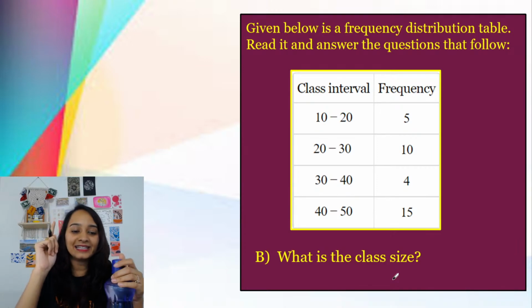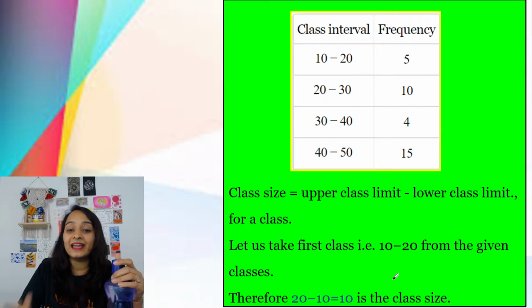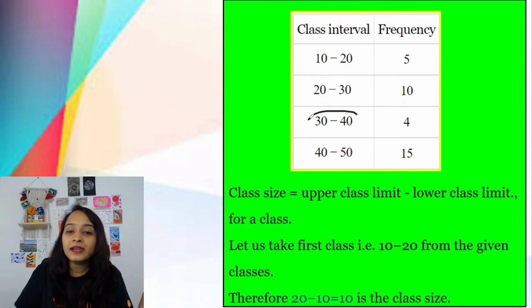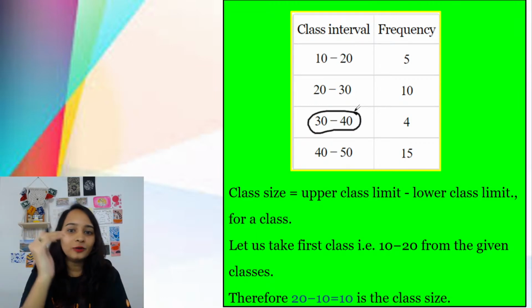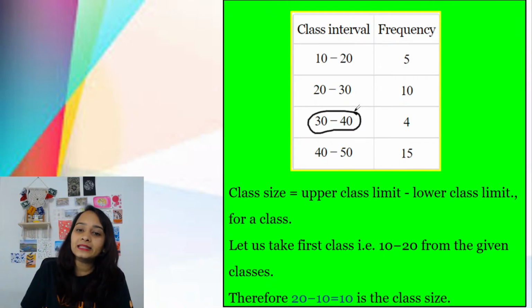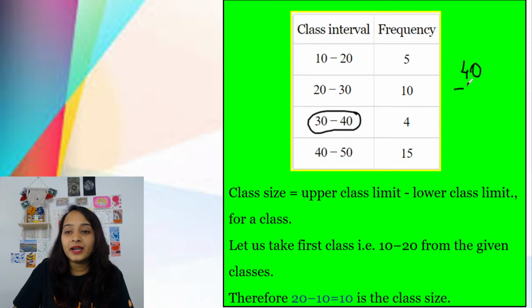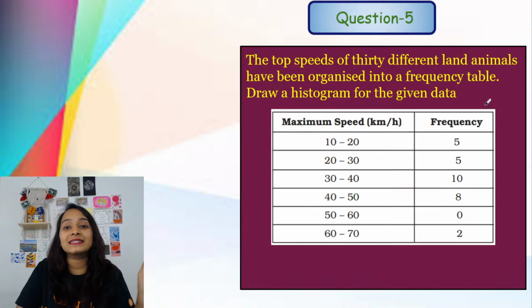Exactly. The answer is 10. How will you calculate the class size? It is the upper limit minus the lower limit of any class. You can take 10 to 20, 20 to 30, 30 to 40. You can take anything. Upper limit minus lower limit will give you the class size.